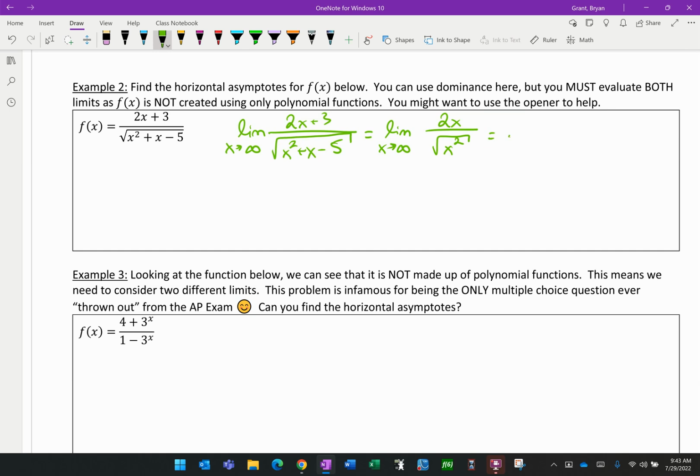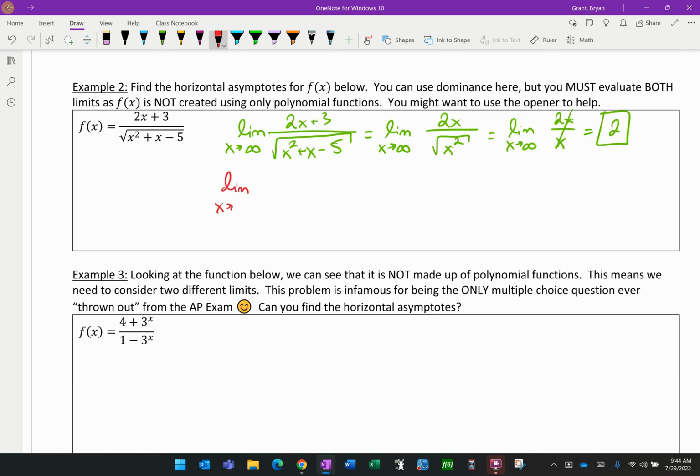Now, let's simplify. The limit as x approaches infinity, 2x isn't going to change, but the square root of x squared is x at infinity. And then I think we can see that this simplifies to 2. We say, great. A horizontal asymptote for this graph is y equals 2. So at the right side of the graph, we should see 2. But what about the left side?